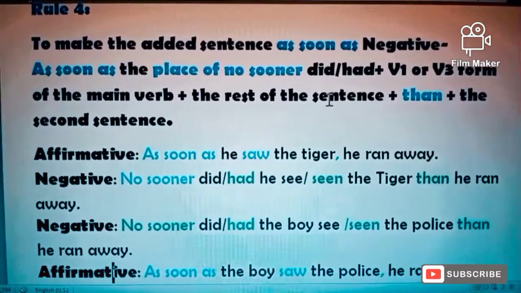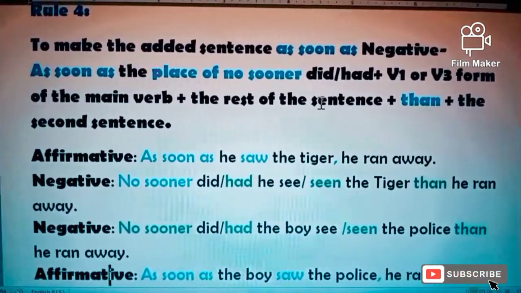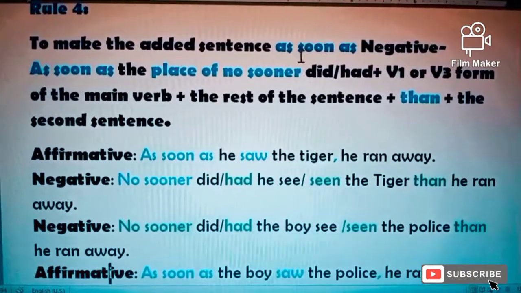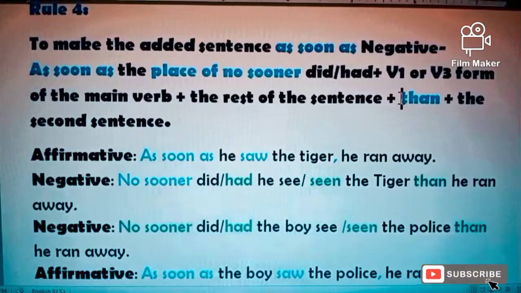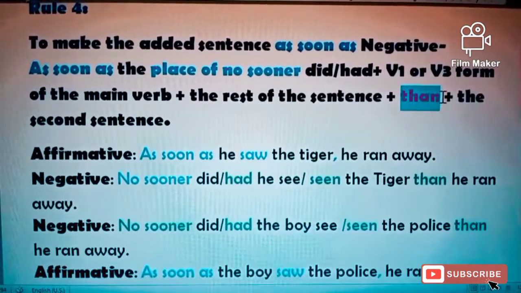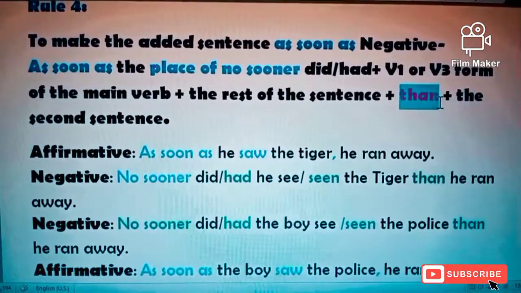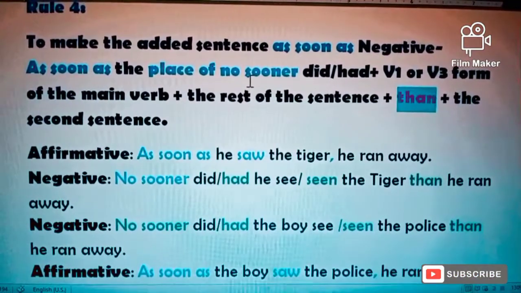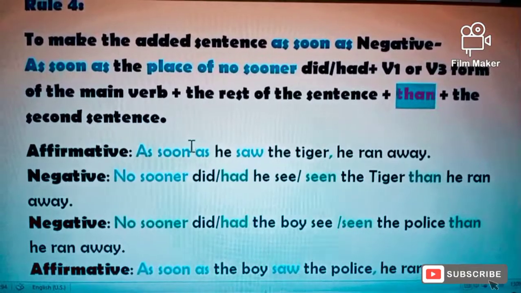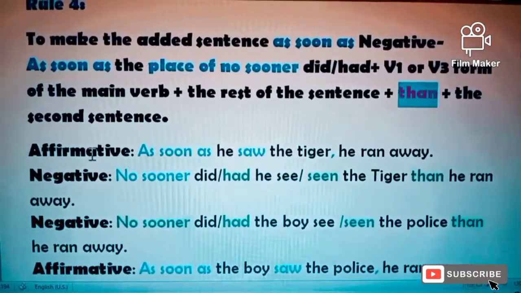Now, when there are two sentences or two clauses in the sentence, we need to join these two clauses with the word "than," and then we can make the sentence negative. Let's take a look with the help of a solved example.